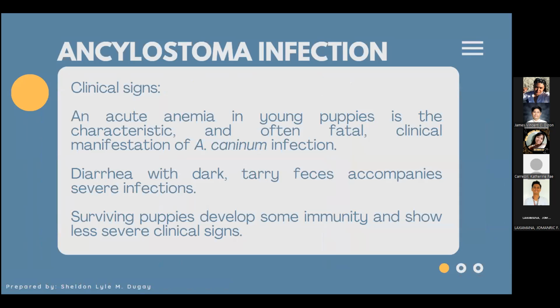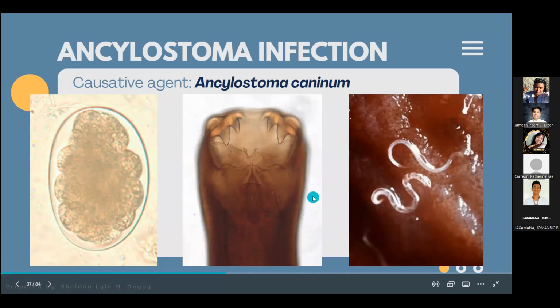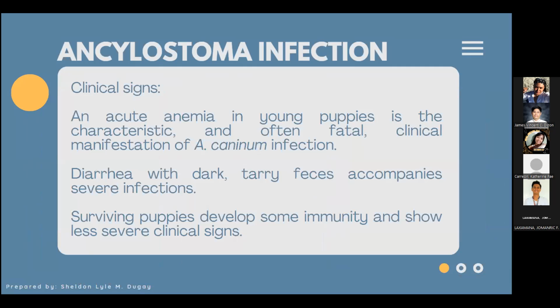An acute anemia in young puppies is the characteristic and often fatal clinical manifestation of an Ancylostoma caninum infection. So nagkakaroon ng anemia because kung makikita niyo yung mga ngipin niya, ito yung ginagamit niya para pang-suck ng blood sa intestine. So kung continuous yung pagsuck nila ng blood, tapos heavily infected siya, madami yung mga Ancylostoma dun sa intestinal tract niya. So masasabi mo na may anemia siya.